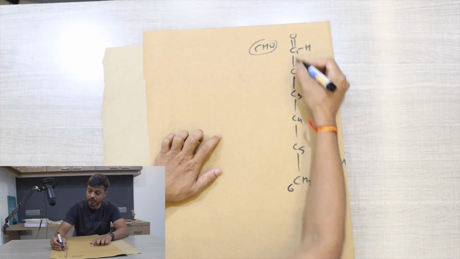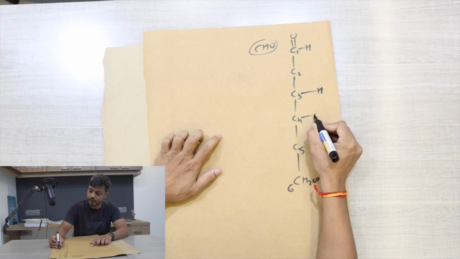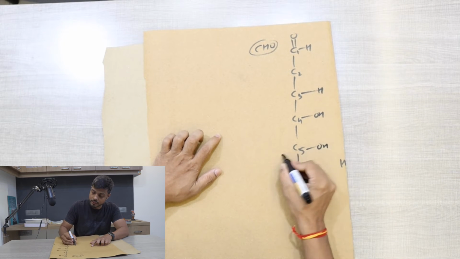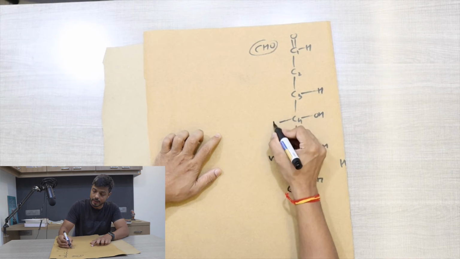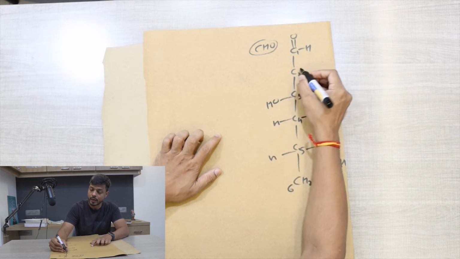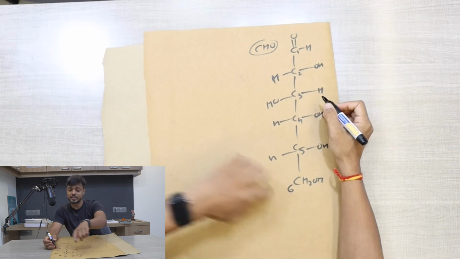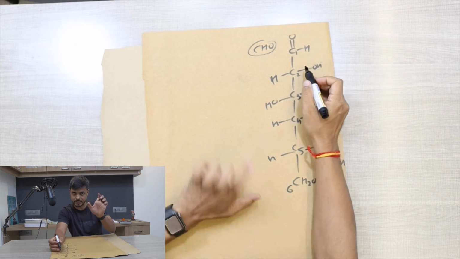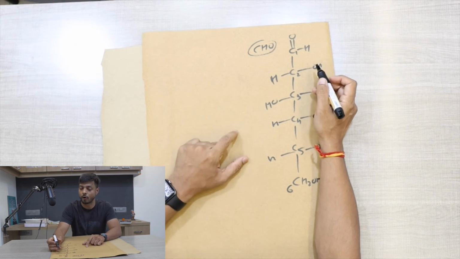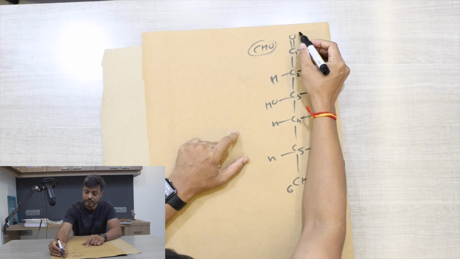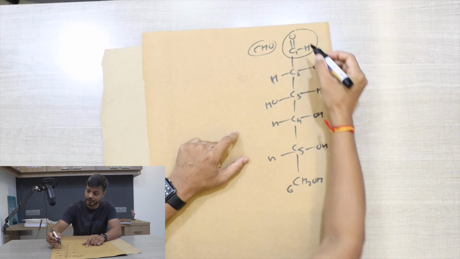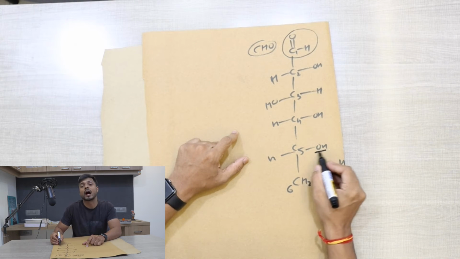In the third carbon we have H on the right hand side. Then we have OH. If OH is on this side, H, this should be OH. And on carbon number 2 we have OH and H over here. Now what happened in this structure is that this CHO, as we have discussed, is actually not completely in free form. So what is happening over here is this CHO group is interacting with the OH group of carbon number 5.